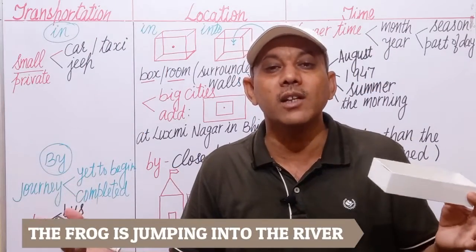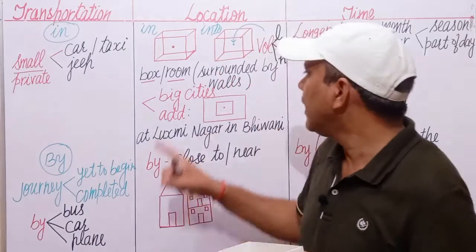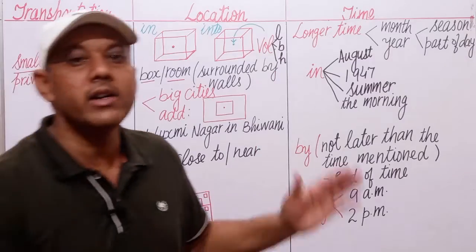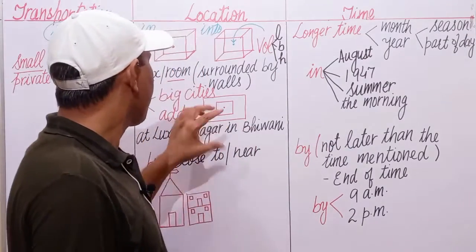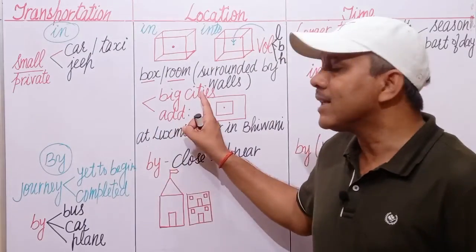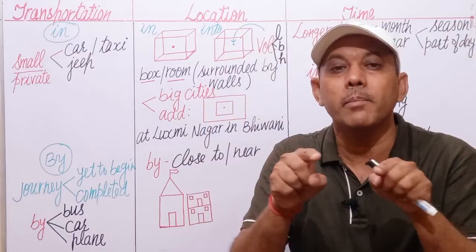And now where is the frog? Now the frog is in the river. In this way we use in and into in different contexts. Now, in is used for big cities and for a smaller address in a bigger address.